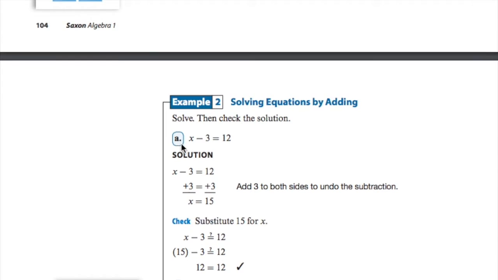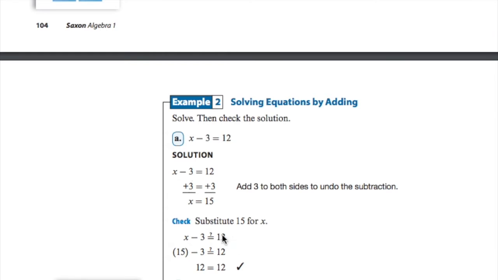Take a look here. Letter A says x minus 3. Notice this says subtraction. Minus 3, minus 3, minus 3. What's the opposite of minus 3? Well, plus 3. When I see a subtraction sign, I do the opposite, and I do that to both sides. So add 3 to one side, add 3 to the other side. This actually eliminates. Negative 3 and positive 3 are eliminated, and now I have 12 plus 3 is 15. So if you go back and you check your solution, 15 minus 3 equals 12.